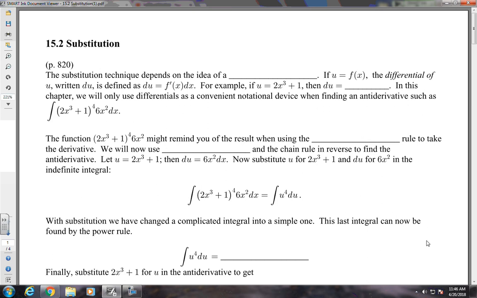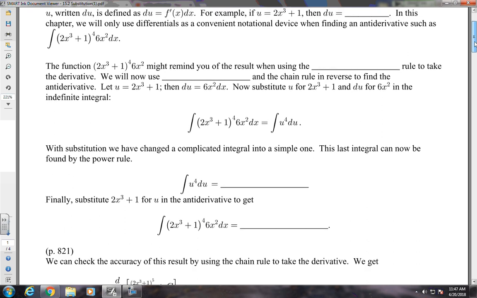So take some time to read the explanation on the first page, and in this video I'll be working through examples 1 through 6. We're going to do a lot of these examples together so that you can really learn this substitution process. Restart the video when you get ready to work example 1.